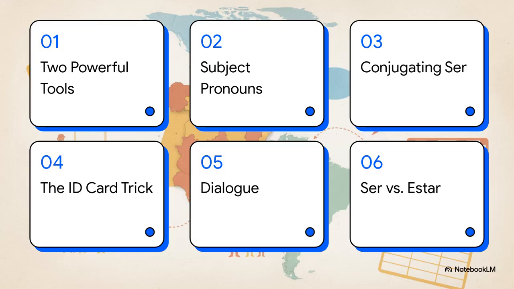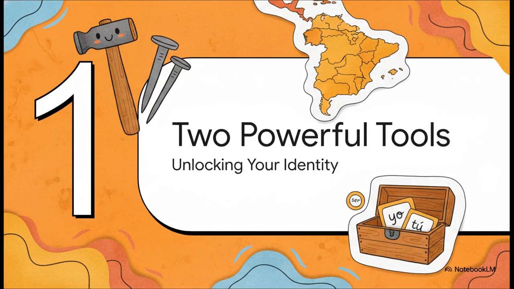Here's our roadmap for today. 1. Two powerful tools. 2. Spanish pronouns. 3. Conjugating ser. 4. The ID card trick. 5. A quick dialogue, where are you from? And finally, 6. A little warning, ser versus estar. Let's get to it.